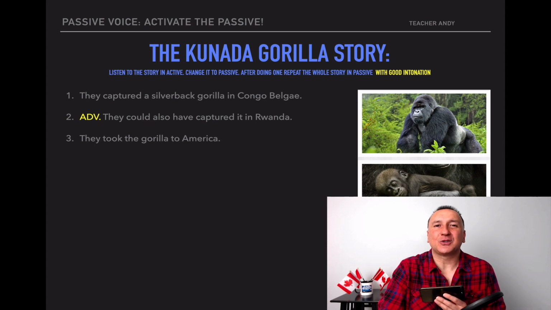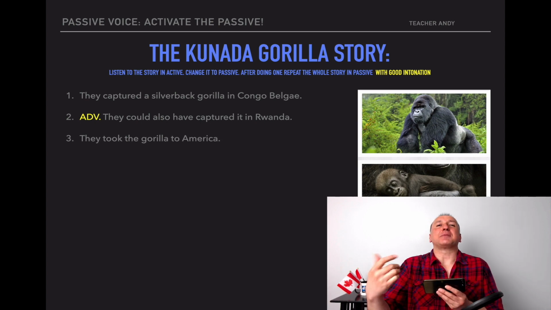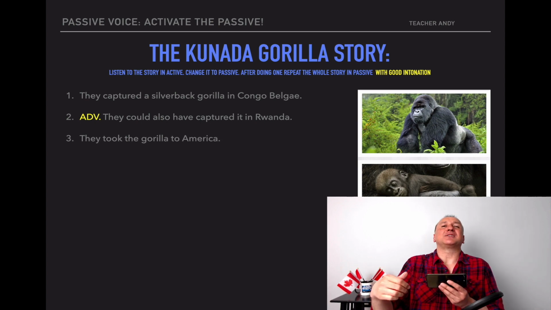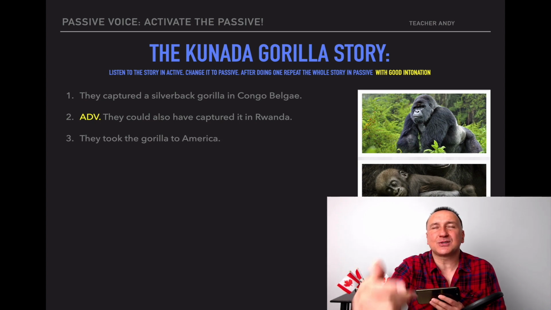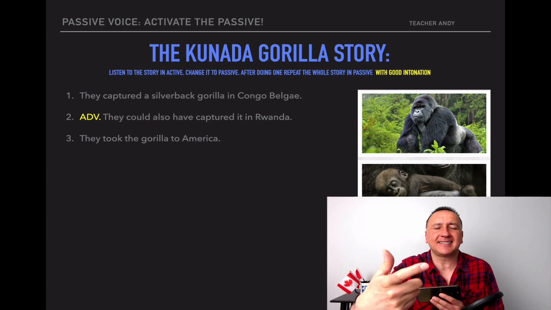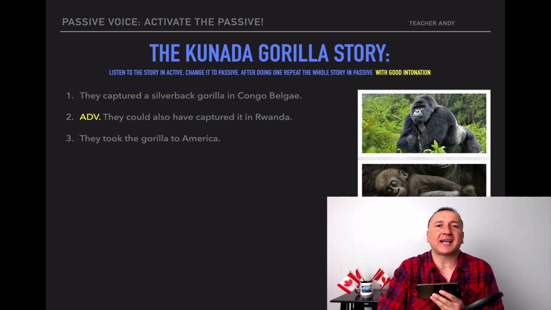Okay, I'll repeat it for you. So this is all together. A silverback gorilla was captured in Congo Belga. It could have been captured in Rwanda. He was taken to America. Let's do a final one. Again, you get the idea. Try to do it by yourself or try to do it with a friend by reading the sentence to the person so that they don't actually see the sentence, and then trying to transform it to passive voice through a video call in our case.